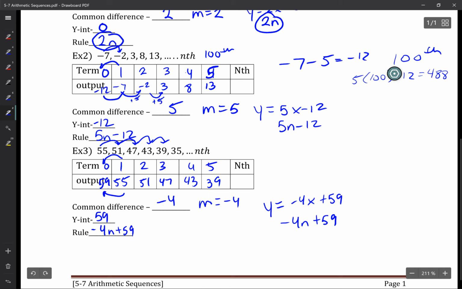And I could find any number I wanted now. If I wanted to find the 50th number in this sequence, I could put a 50 in for n. If I wanted to find the 1,000th number, put a 1,000 in for n. That's it. So it's a nice little shortcut for these arithmetic sequences. Much later in this video series, when we get done with exponential and exponent rules, we're going to come back to this and talk about it at a deeper level, but that'll get you started on these.